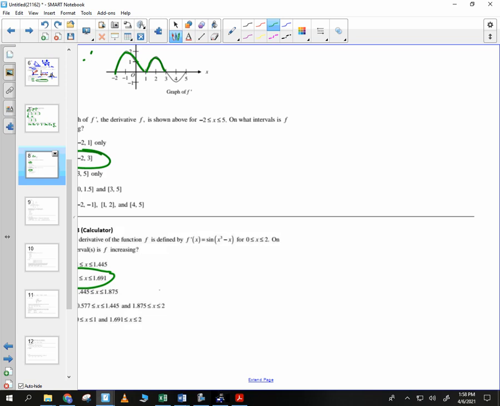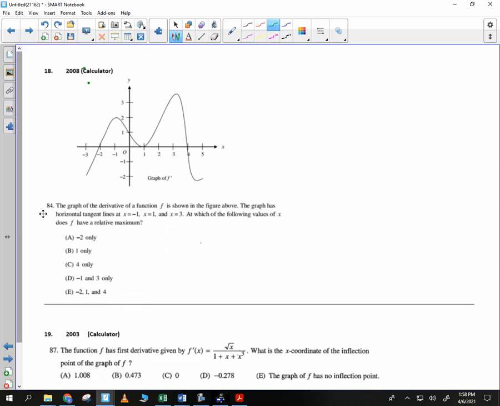And then for the final one, the graph of the derivative is shown. The graph has horizontal tangents at -1, +1, and 3. At which of the following does f have a relative maximum? That's where f prime changes from positive to negative. Where does it change from positive to negative? So you were looking at f prime. You're treating it as though you're looking at f. If this was the graph of f, it would have a maximum there and there. You're looking for f prime changes from positive to negative. It is at the value of 4.